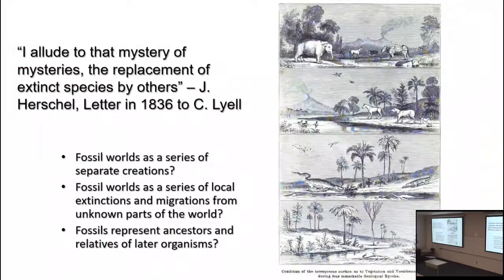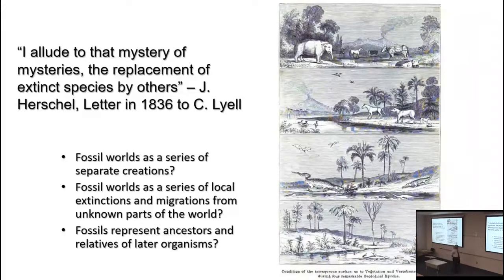If so, though, why were there these earlier forms in the fossil record? What was their relationship to later forms? So a contemporary of his, John Herschel, a scientist and son of a very famous astronomer. If you ever studied the history of astronomy, his dad was quite an influential astronomer. John Herschel writes, "I allude to that mystery of mysteries, the replacement of extinct species by others." And he's writing to Charles Lyell, a contemporary geologist.